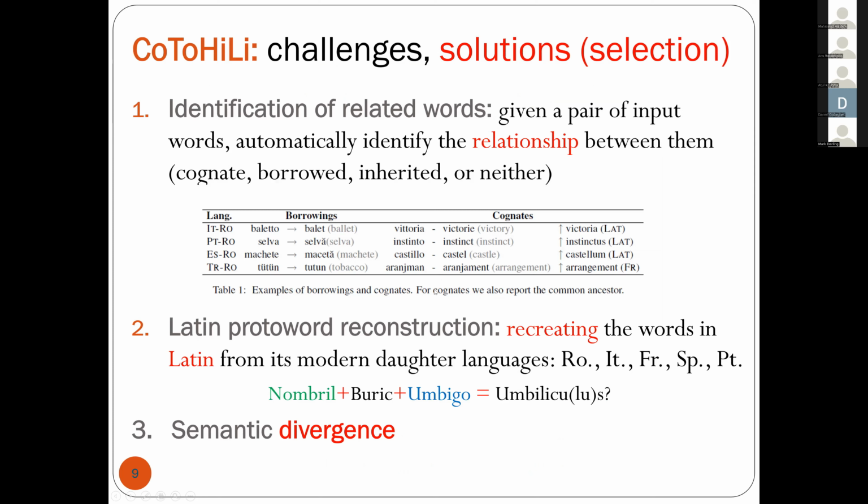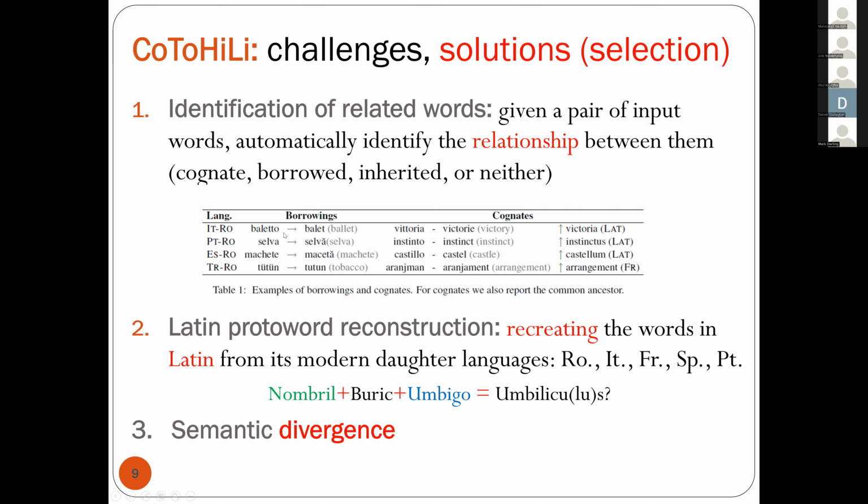So we try to solve some problems regarding the identification of related words. Namely, given a pair of input words, we have to identify the relationship between them: if two words are cognate, if one is borrowed from the other, if they are cognate or borrowed or inherited, or there is no relation between them.